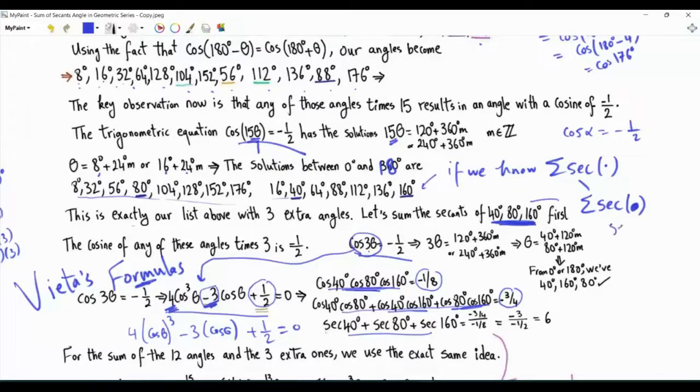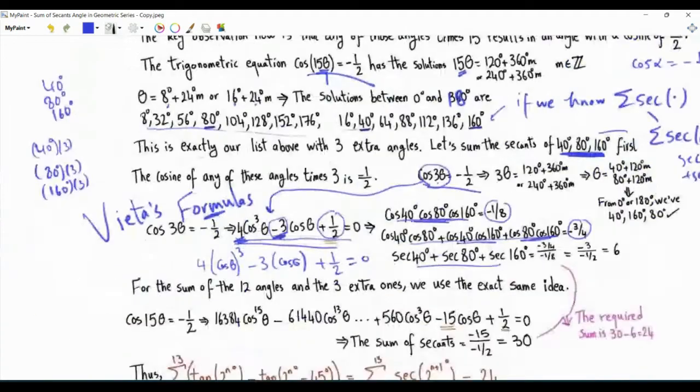We are interested in sec 40 plus sec 80 plus sec 160. So the way to go is to express cosine 3 theta as 4 cosine cubed theta minus 3 cosine theta. Then we can have a cubic polynomial equation by moving this minus 1/2 to the other side. So this is our equation. It is a cubic equation in cosine theta.